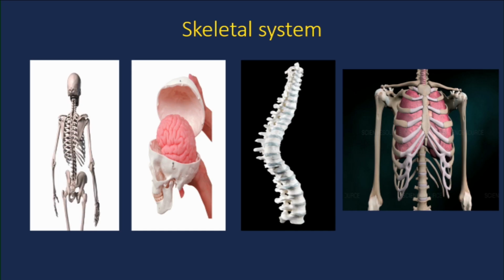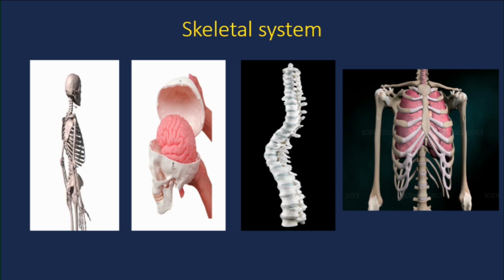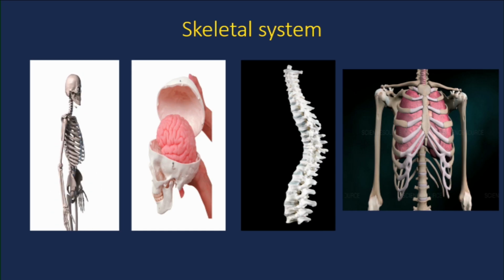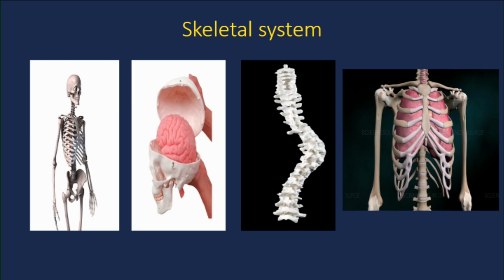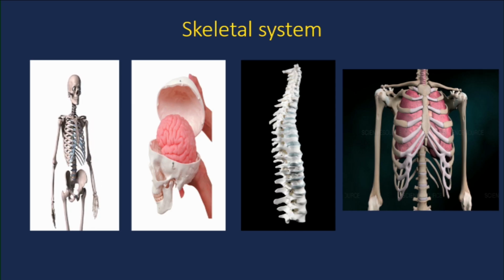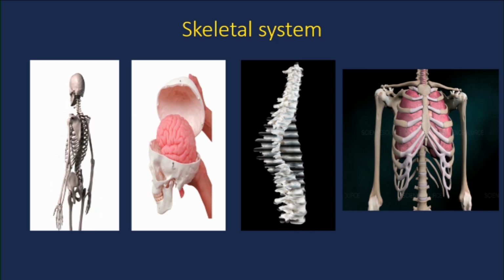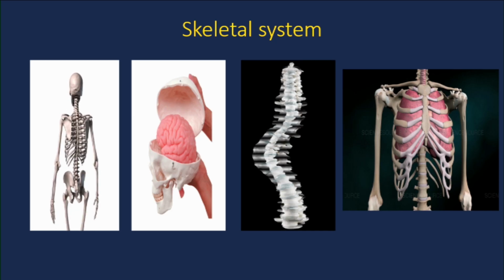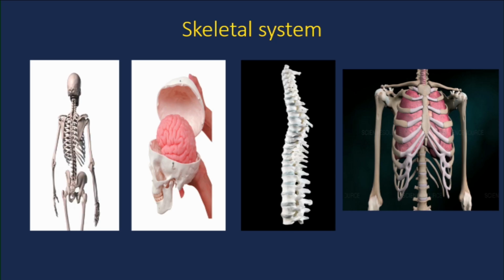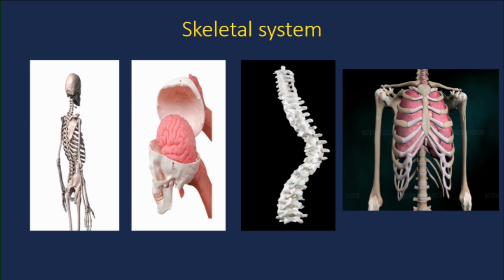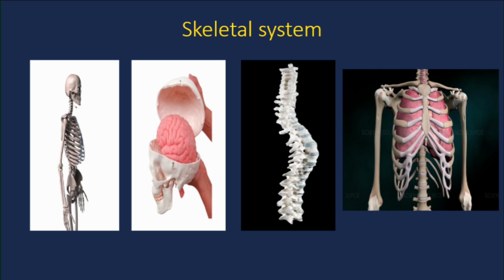The framework of the chest is called the rib cage. It is formed by the breastbone or sternum, ribs and vertebrae. The rib cage protects the lungs and the heart.